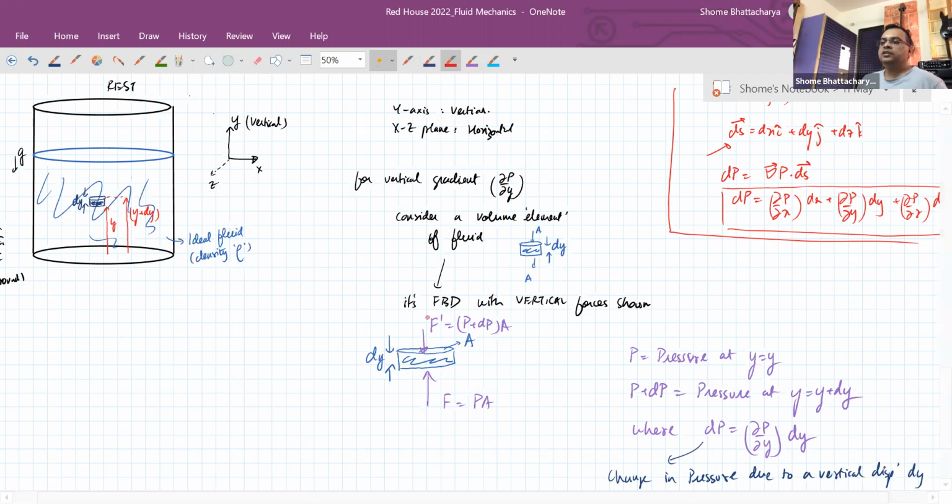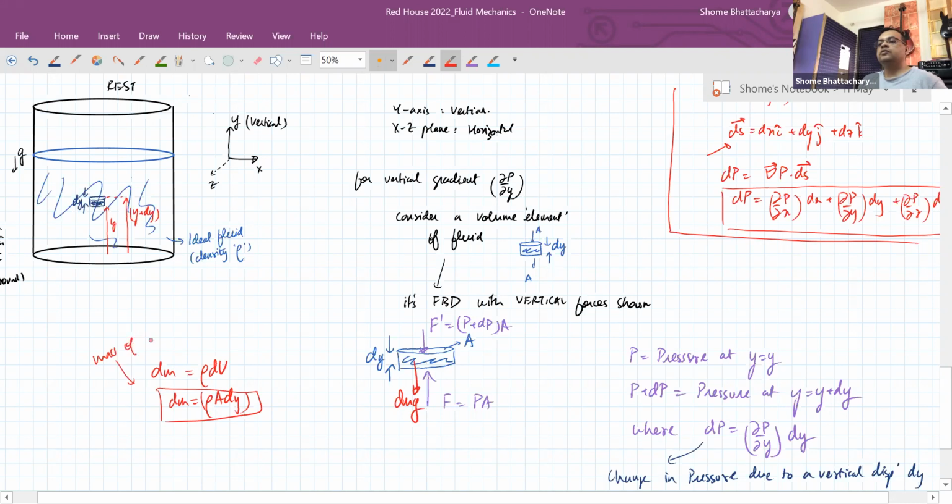Okay, and the third force that is acting on this is of course the weight of this element, which we can write as dm into g. So dm is going to be the density into the volume, so that is density into area into thickness. So this is the mass of the volume element. By now you must have guessed what's happening. We are going to balance these three forces because this is in equilibrium. This is in vertical equilibrium, so the vertical forces are balanced.